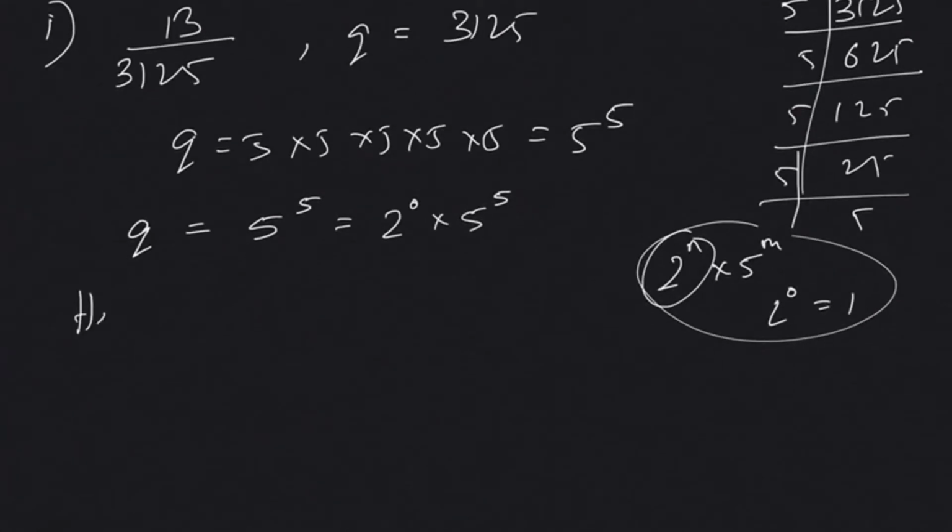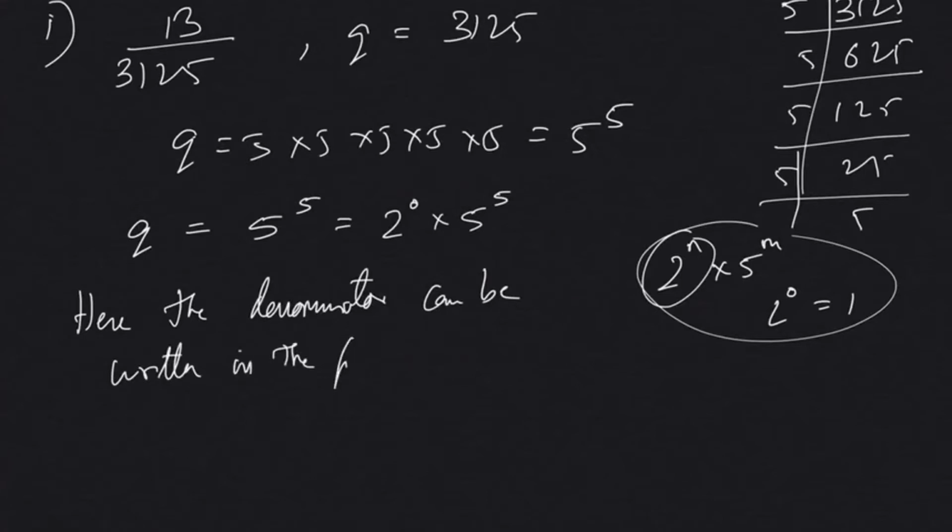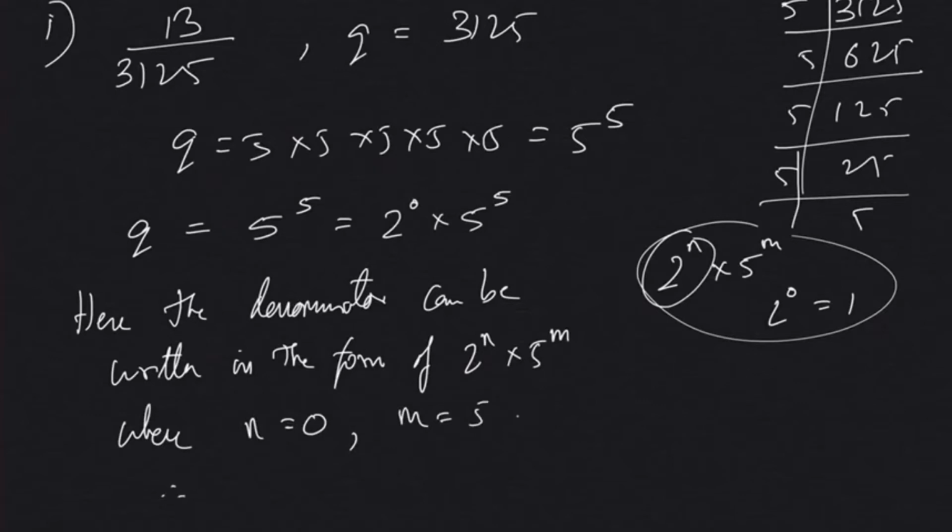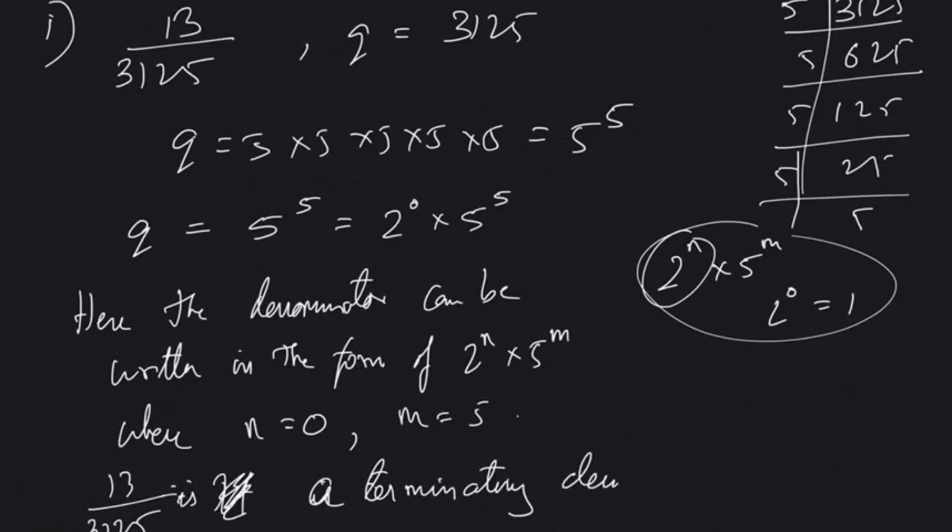So now here the denominator can be written in the form of 2 power n into 5 power m, where n is of course 0 and m is 5. Therefore 13 by 3125 is a terminating decimal.